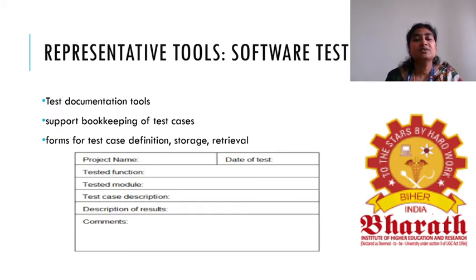So there are tools present for performing software testing, which also form a part of a program support environment. The tools for software testing are of different types. Certain tools will help in test documentation. A lot of documentation will be associated with testing, so they are said to be test documentation tools.